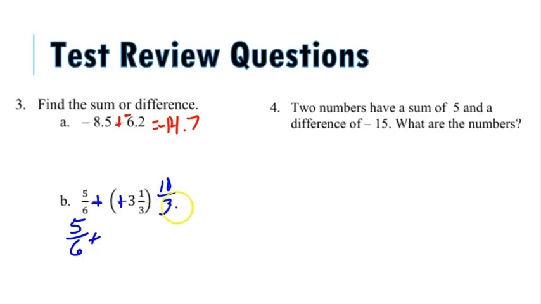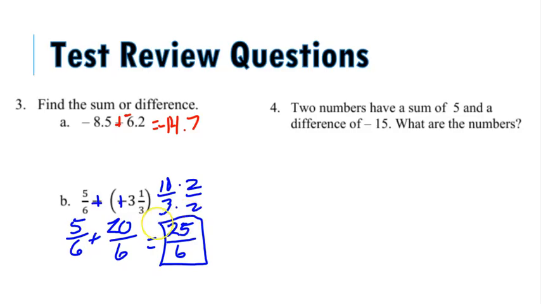But when I add fractions, I need common denominators, and the common denominator of 3 and 6 is 6. So I multiply by 2 over 2, and I get 20 over 6. Now I can add them together. 5 plus 20 is 25. The denominator stays the same, so 25/6. I cannot reduce any further, so I would just leave it as an improper fraction.